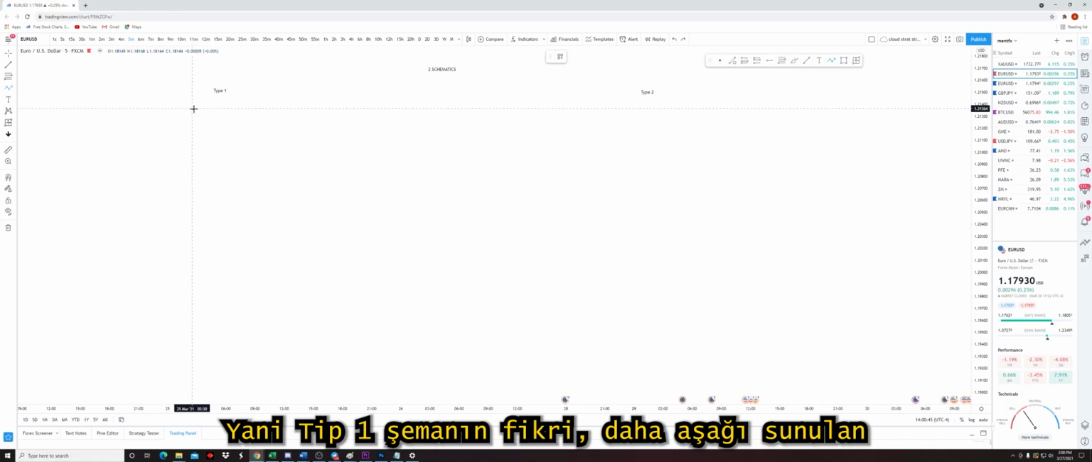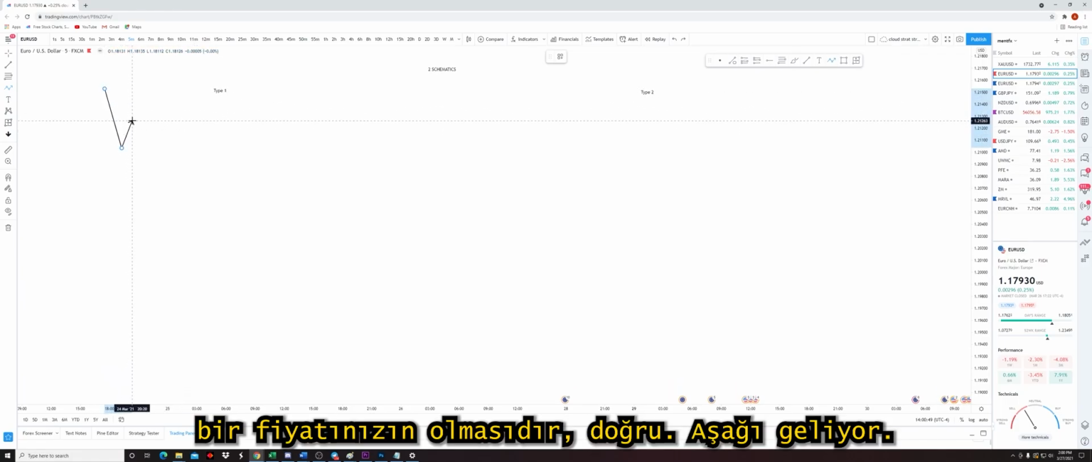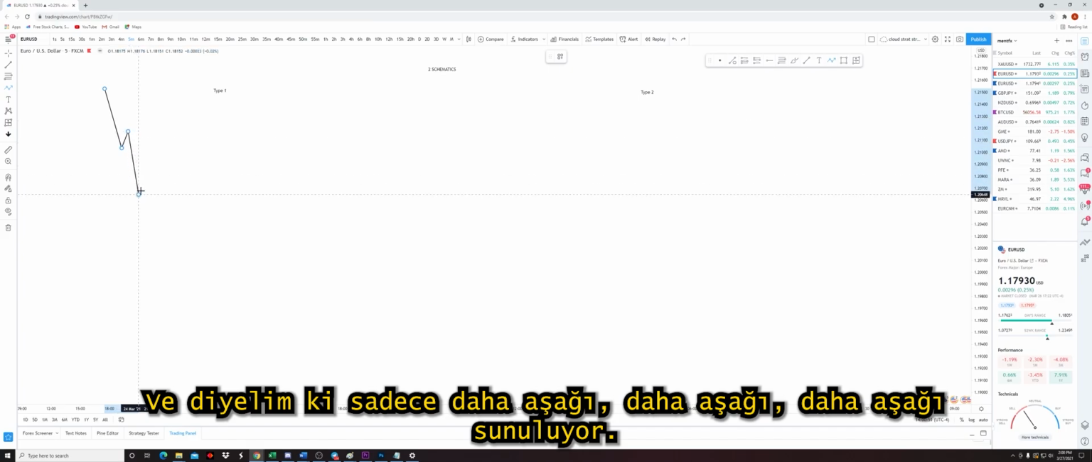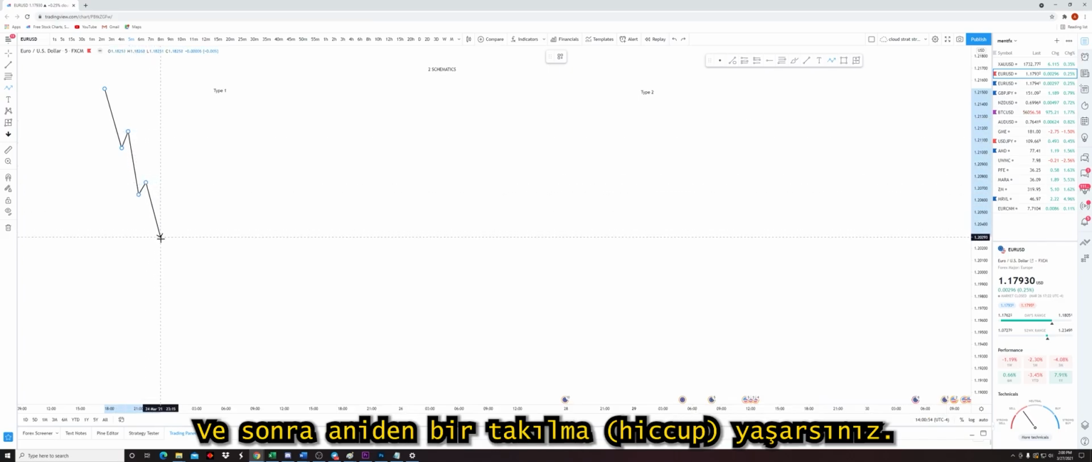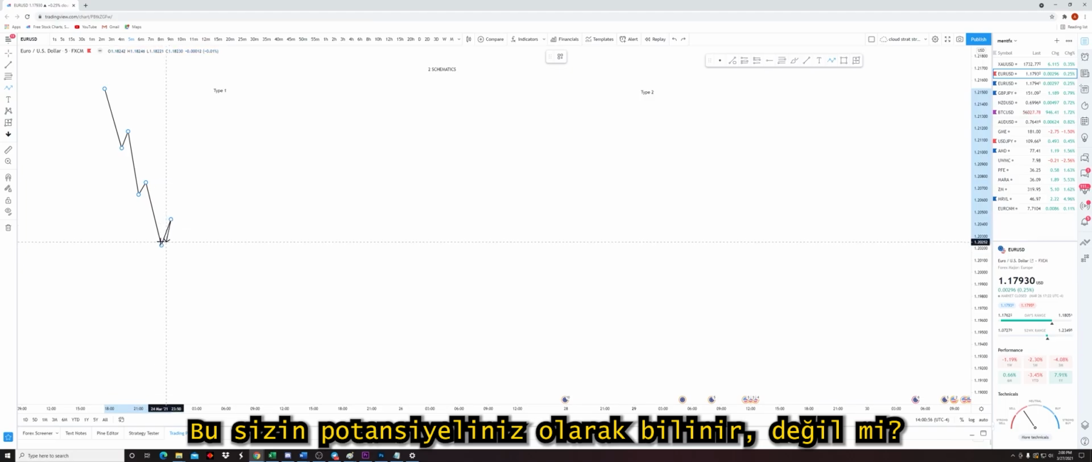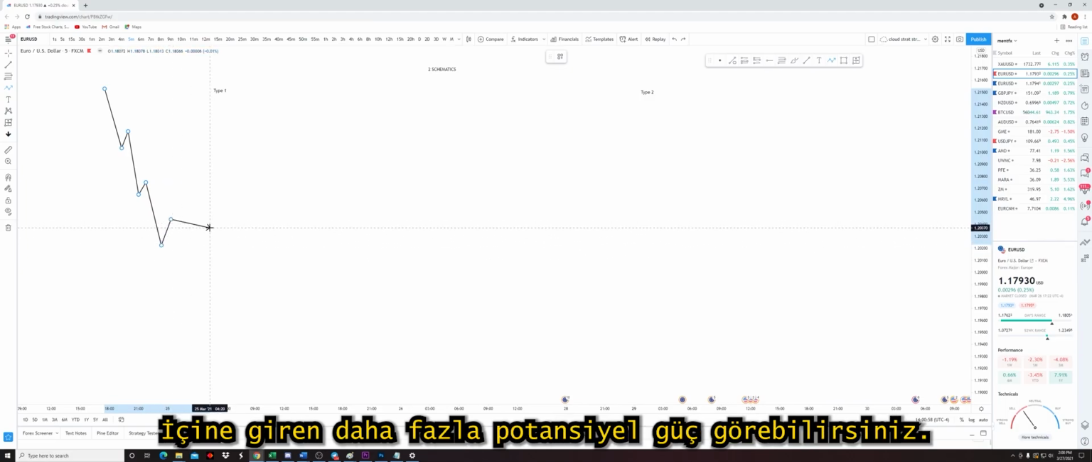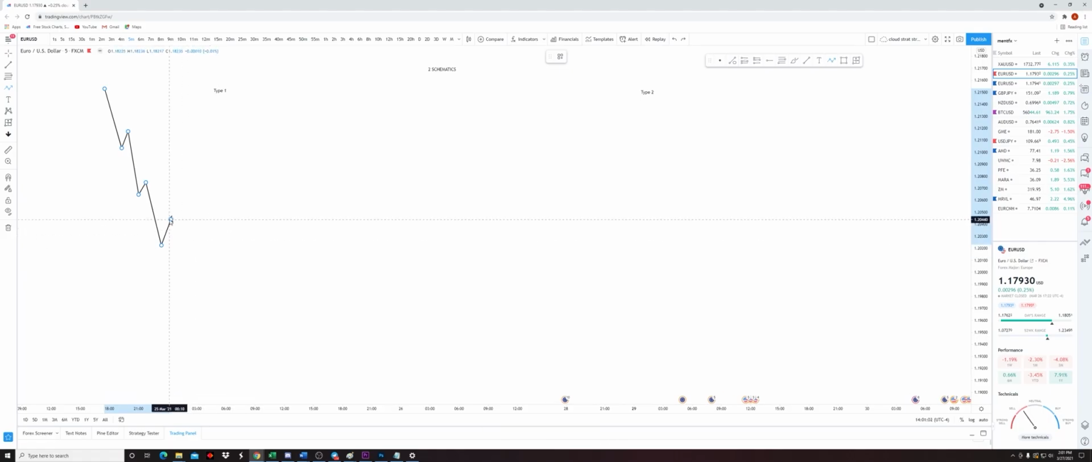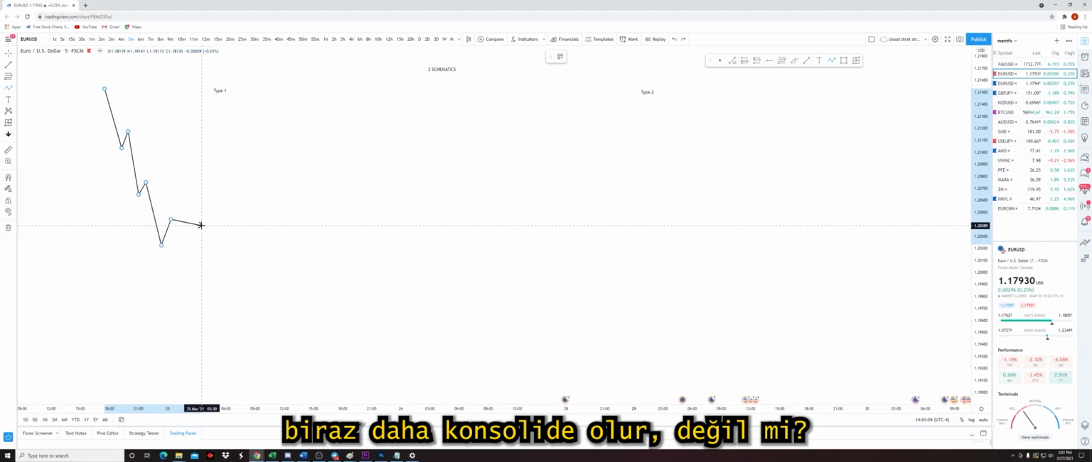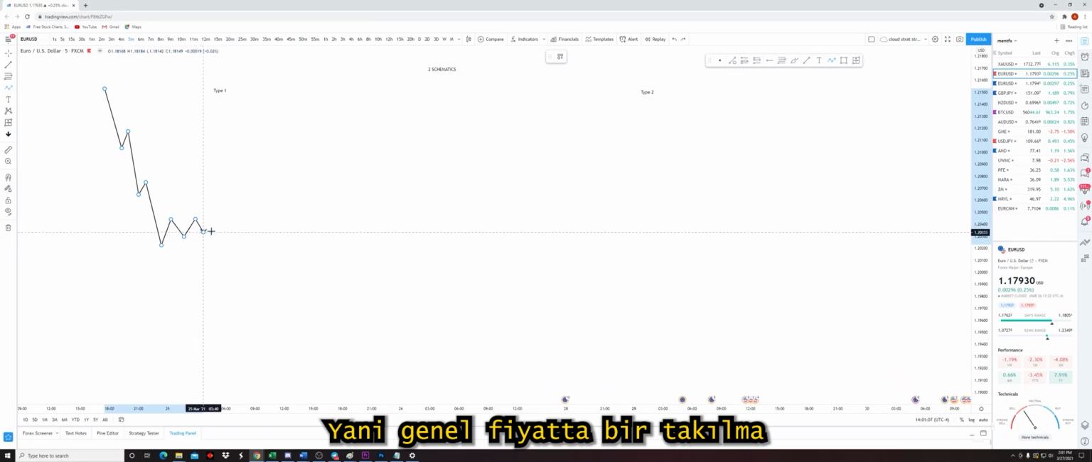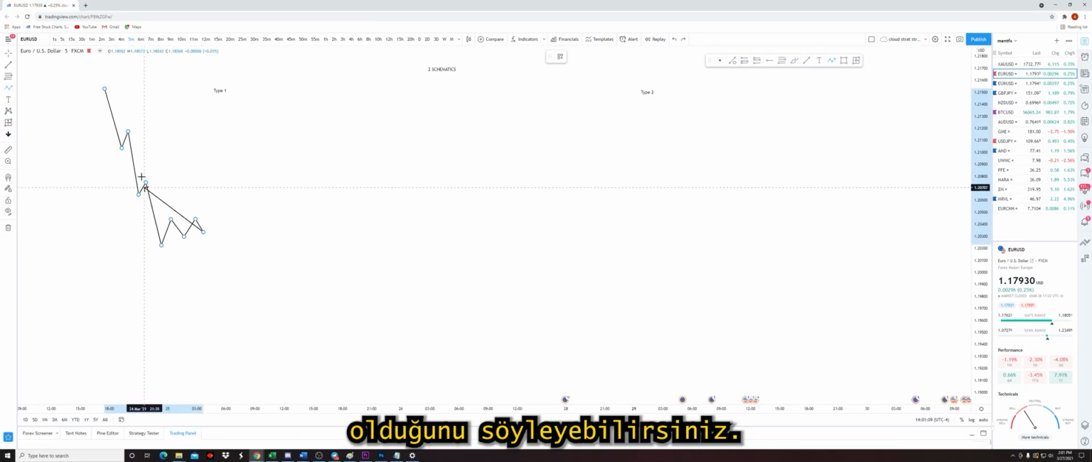So the idea of a type 1 schematic is you have price that is being delivered lower, right, coming lower, and maybe let's say it's just being delivered lower, lower, lower. It's all good, right? And then all of a sudden you have a hiccup. This is known as your potential, right? So it's a bigger pullback. You can see more potential power entering into it. Maybe this ends up consolidating a little bit more, right? You have something like this.